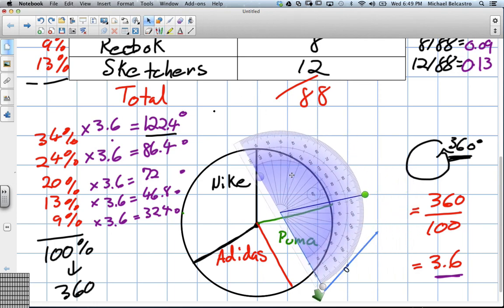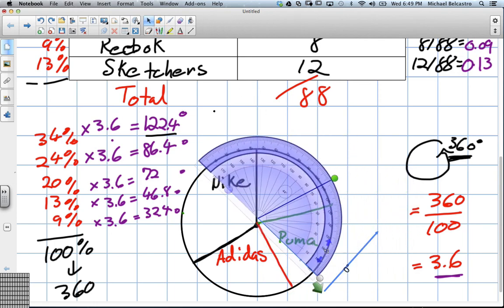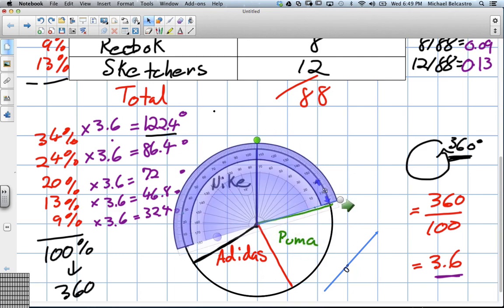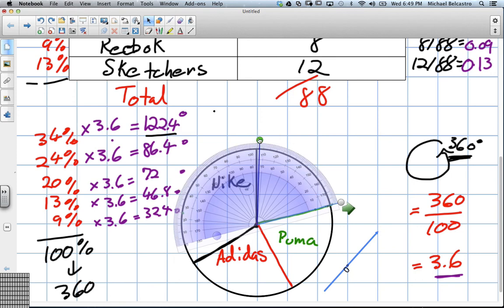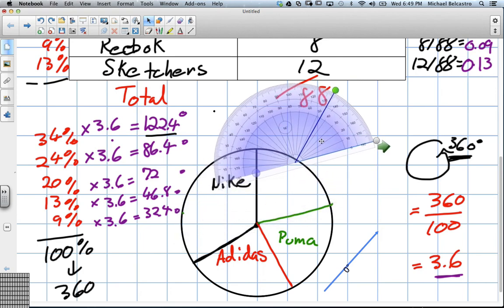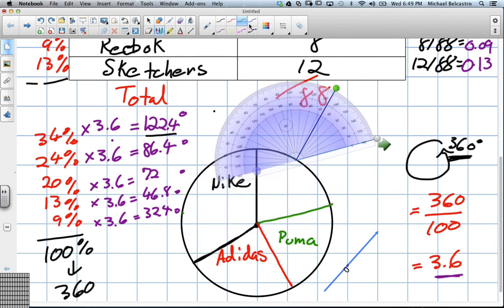Next we turn our protractor again. We're going to line it up with the green one this time. Okay, so let's pull it down so that the middle part's in the middle. Line this up with the green. Okay, great. After 72 we need to go 46.8. So from here, 46. Okay, that looks good. That's about there. Do we do blue it? No. Okay. That was Skechers.